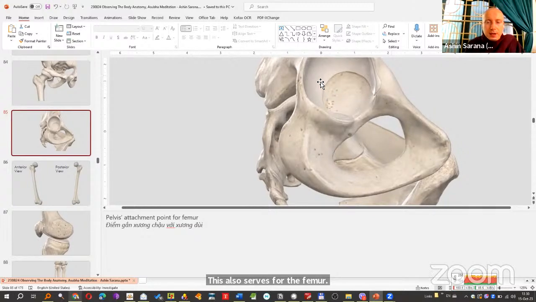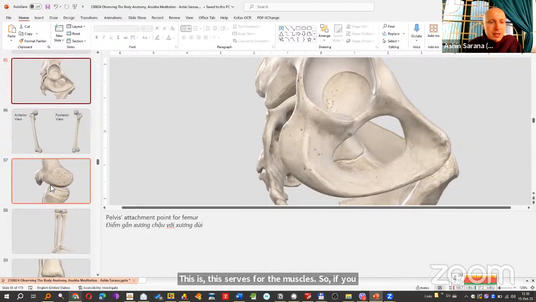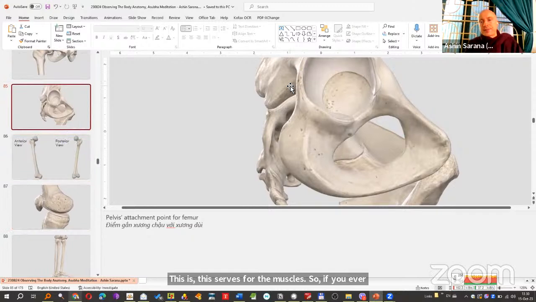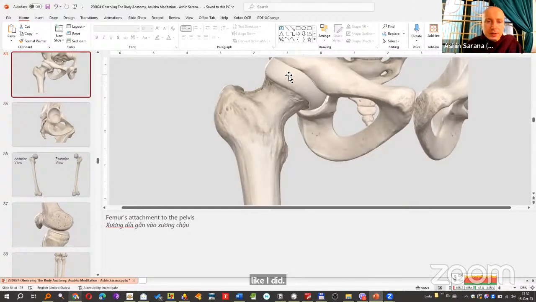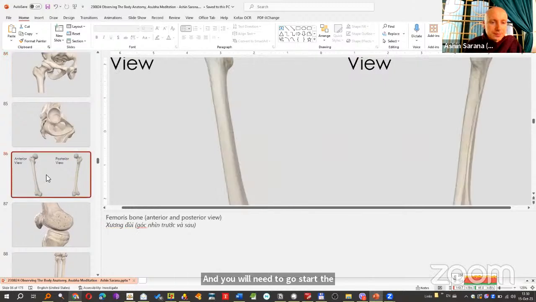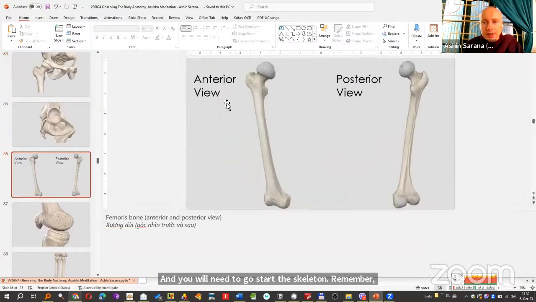So if you ever get assembling parts for a skeleton like I did, and you need to construct a skeleton, remember, you need to use the smaller hole for the femur. Now we are looking at the femur from the front, and this is from the back.